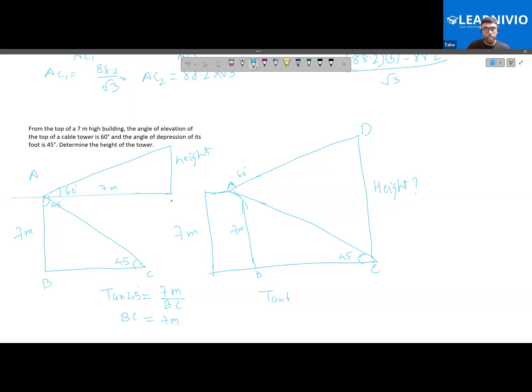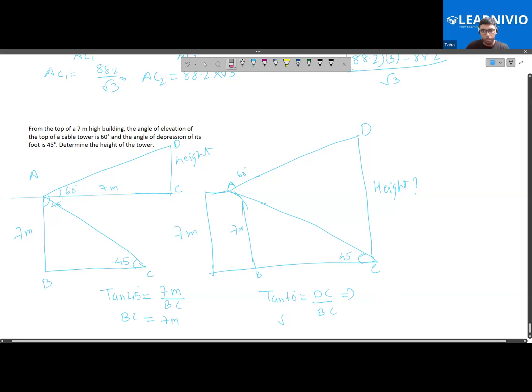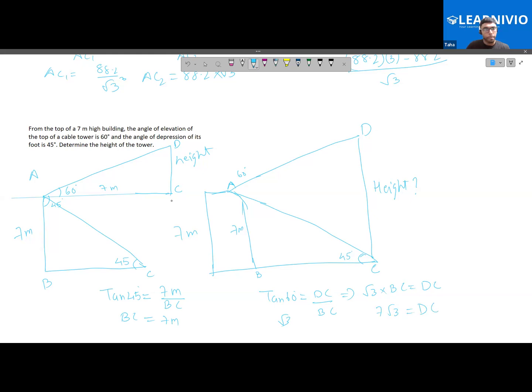All right, so this is 7. Then tan 60 equals the height, which is unknown in this case, DC, by BC. And tan 60 is root 3. So root 3 equals DC by BC, and we need to find DC. So DC is equal to BC into root 3, which is 7 root 3.